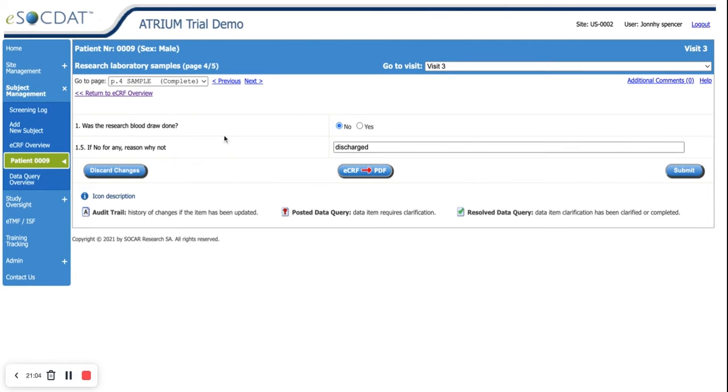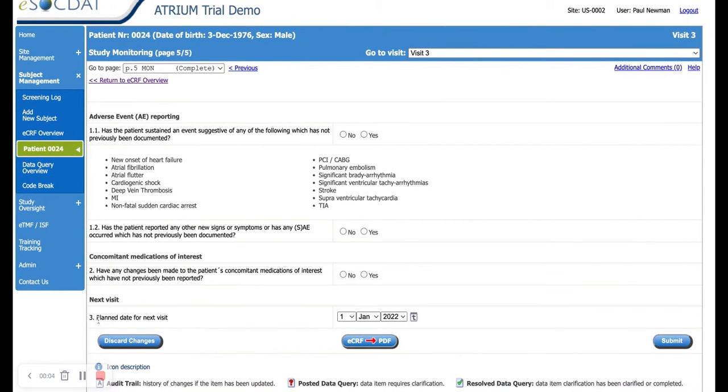Here you will enter if the research blood draw was done, and if no for any reason, please describe why the research samples were not collected. Please be sure to enter question number 3, the planned date for next visit, which will schedule your Visit 4, dose 3 for your study participant. This field is mandatory in order to move on to the Visit 4, dose 3 forms within eSOCDAT.